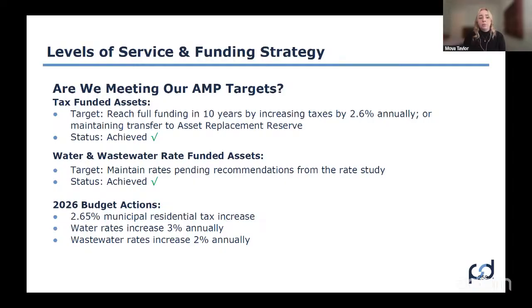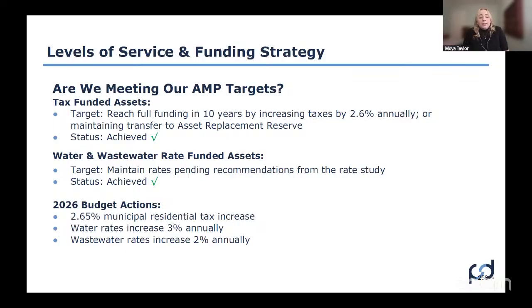One of the most important requirements of the AMP is demonstrating that the township is progressing towards those proposed levels of service and funding objectives that we defined in the 2025 AMP. For tax-funded assets, the township selected a funding strategy that gradually increased funding over a 10-year period. And council did approve a 2.65% increase in municipal residential taxes for 2026. Combining this with the commitment to continuing that annual asset replacement reserve aligns with proposed funding that we outlined for 2026 defined in the 2025 AMP.